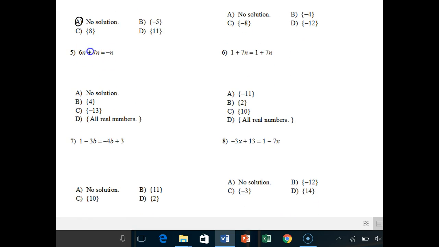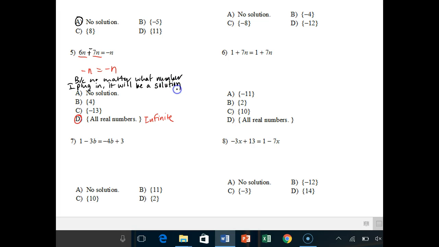Number 5. Plus negative right there. These are like terms, so we can combine them, and we get -n is equal to -n. This is all real numbers, aka infinite solutions, because, and I want you to write this down, no matter what number I plug in, it will be a solution.